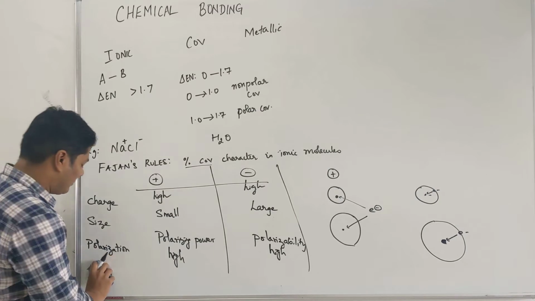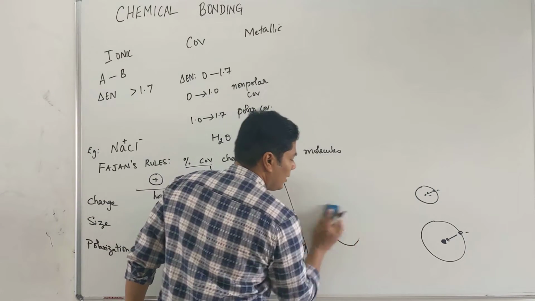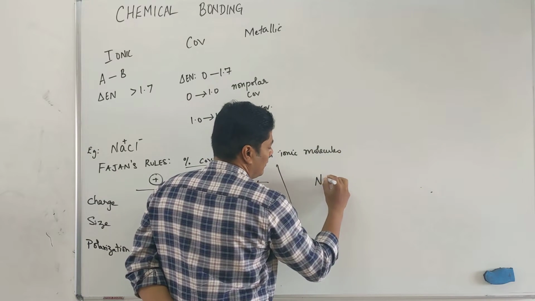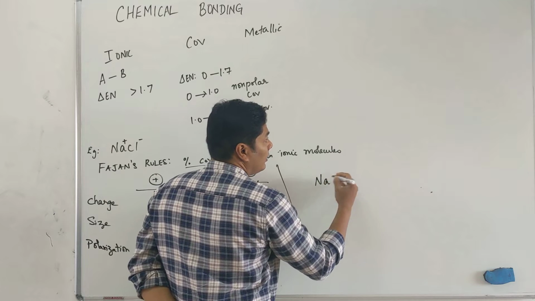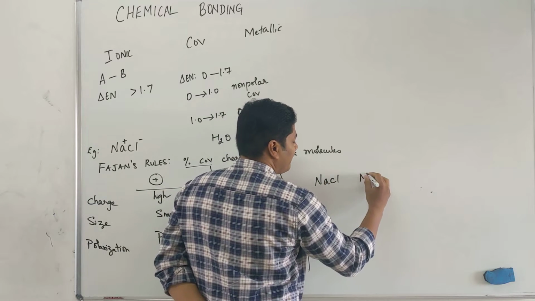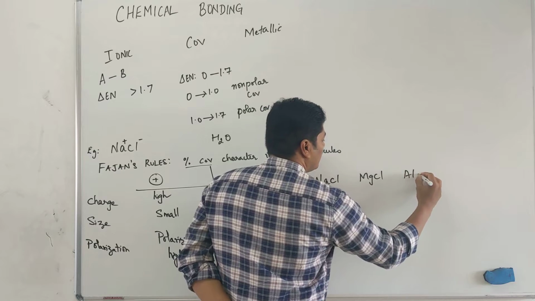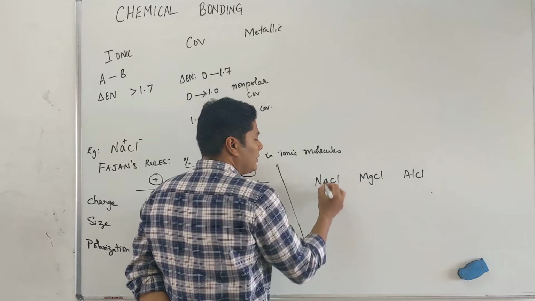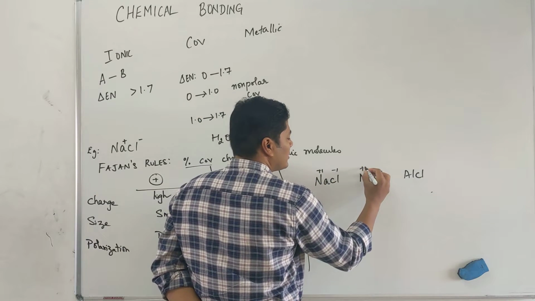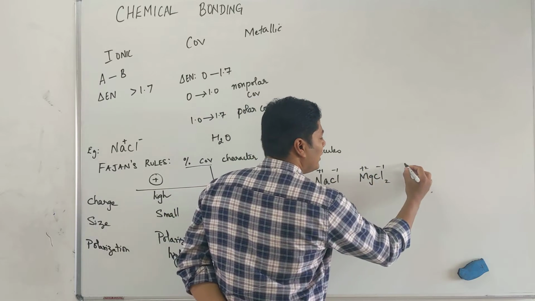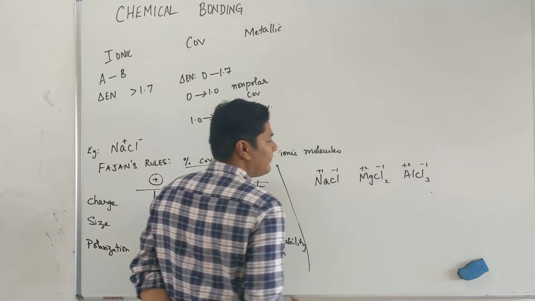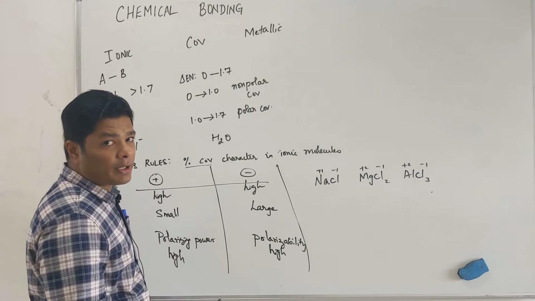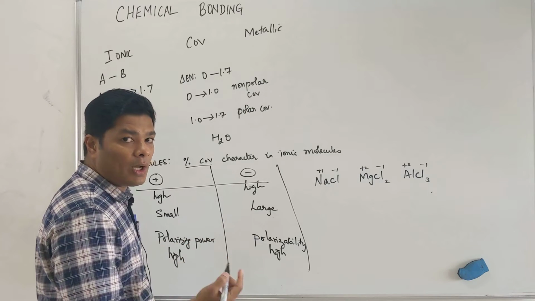One common example that comes in NEET is, for example, let's take sodium chloride, magnesium chloride, aluminum chloride. So this is plus 1, this is minus 1, this is plus 2, minus 1, so MgCl2, this is plus 3, minus 1, AlCl3. I can ask you which one is most covalent in this, or which one is most ionic, or arrange them in the order of covalency or ionic character.